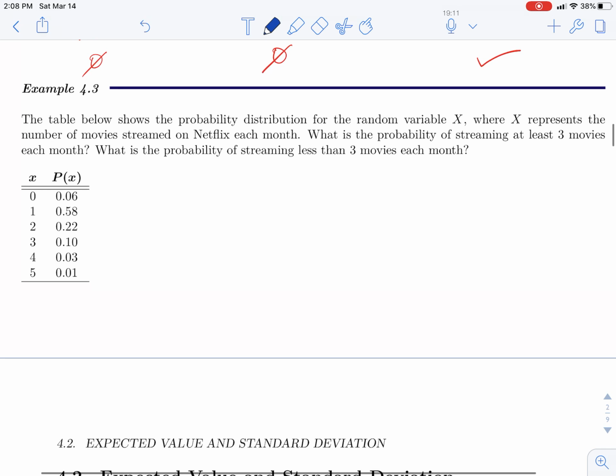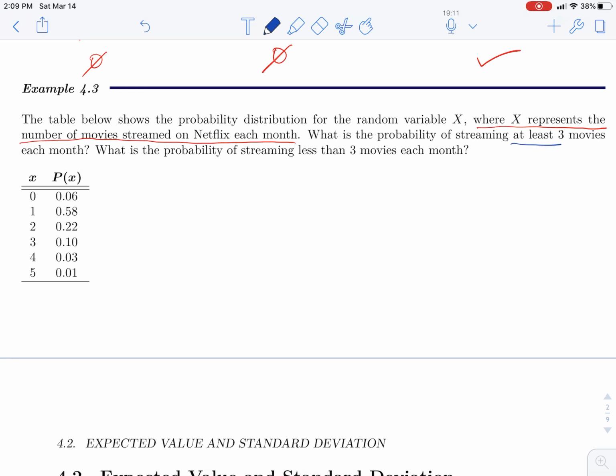So let's take a look at example 4.3. We have this table below that shows the probability distribution for the random variable x. And again, here it says x represents the number of movies streamed on Netflix each month. And that may have increased since this example was written, but you never know. So they're asking us two questions. The first one is, what is the probability of streaming at least 3 movies each month?